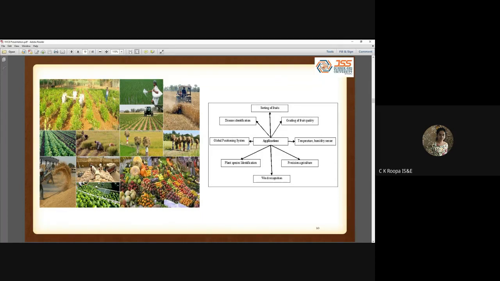Right, so in the field of agriculture, I think you might have seen the survey, where more than 60% of the population in India is highly dependent on agriculture. Right, so there was a big debate yesterday and the day before yesterday.